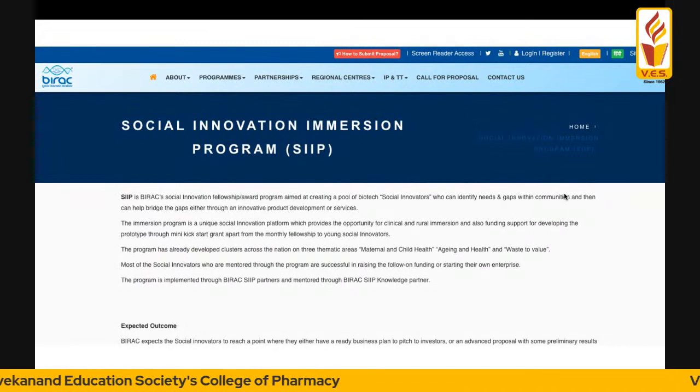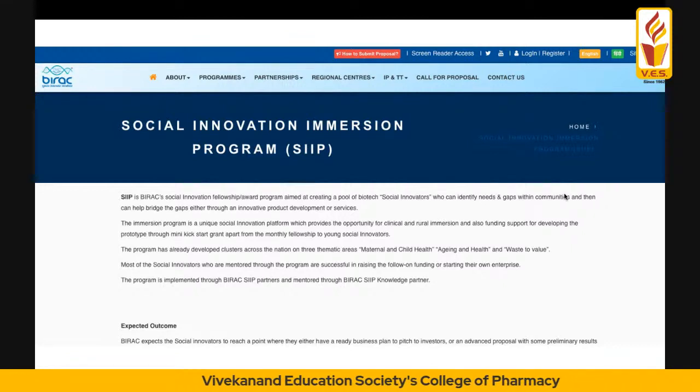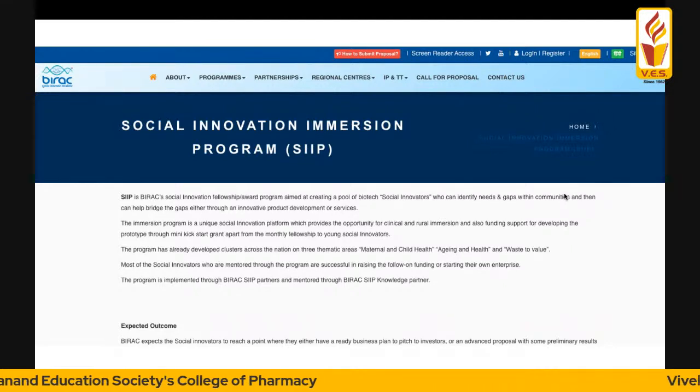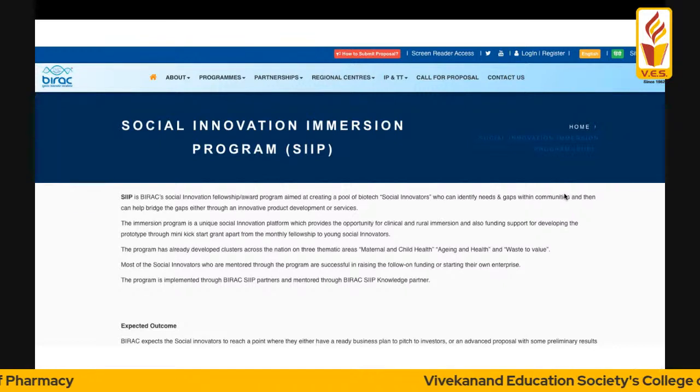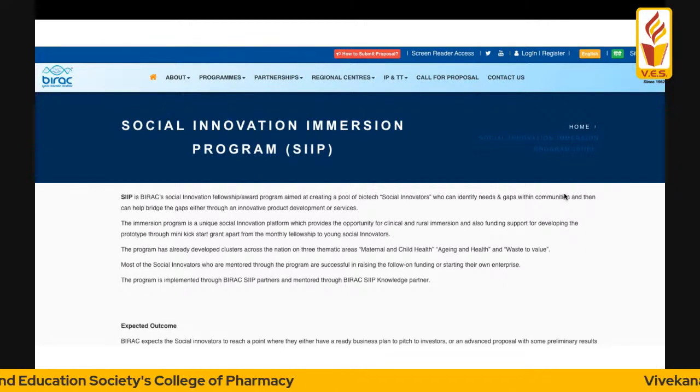Then BIRAC has this excellent opportunity for students and research scholars, post your BPharm or MPharm or PhD. If you're interested in social innovation, they have the Social Innovation Immersion Program. In fact, my co-founder had this IIP fellowship. It's an 18-month fellowship wherein BIRAC will give you a stipend for that 18-month period.